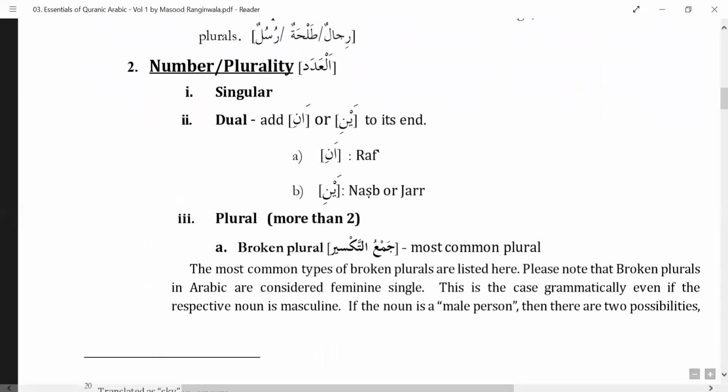Then the second property was adad, which means number. A noun can be either one, two, or many. It will be singular, dual, or plural. First, what you will do is look for the combination ani or aini. Ani or aini means two. If you find the combination, it means that word is two in number. Ani is for rafa, aini is for nasb or jar. This we will see in Arabic.